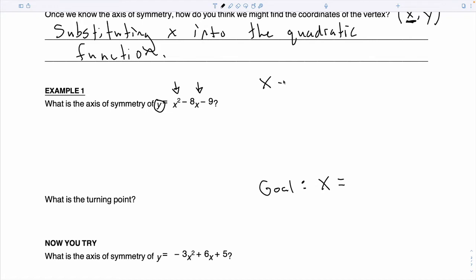How do we find x? Well, don't be so negative, B. Get over to A. I will never stop.